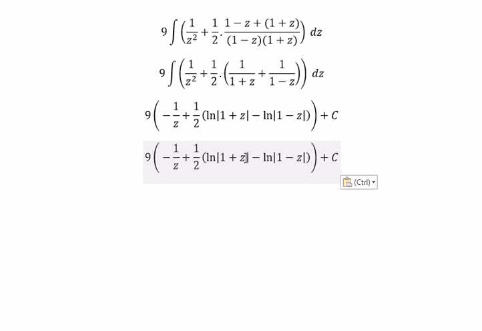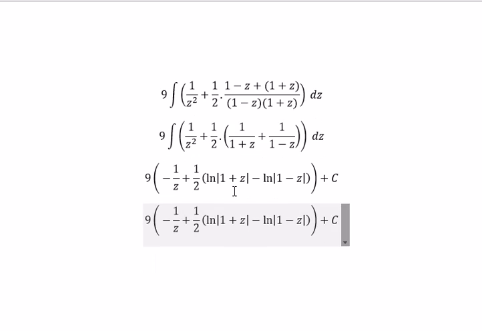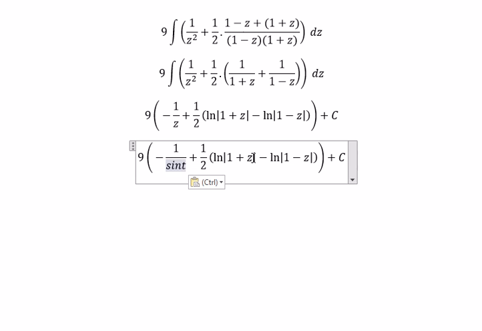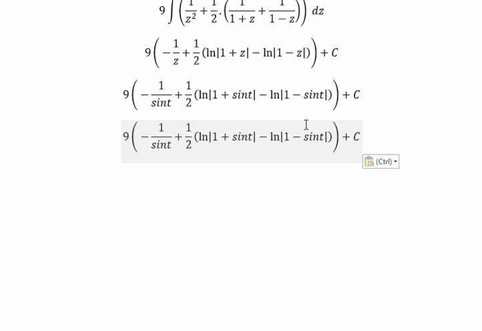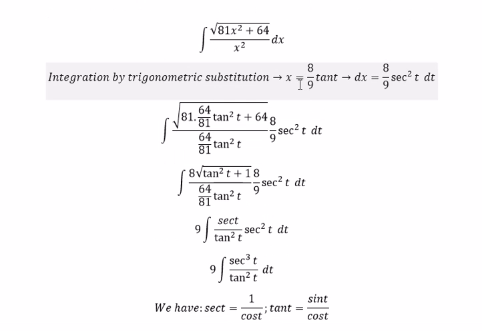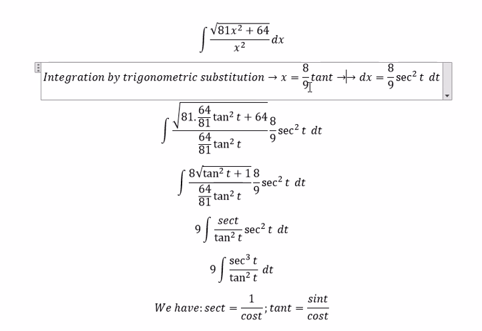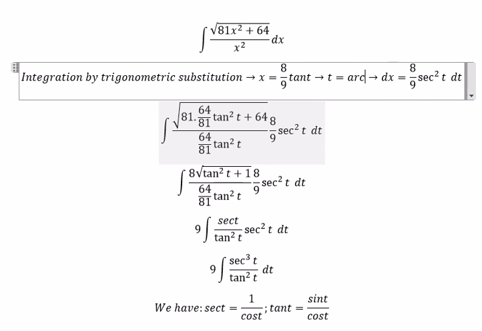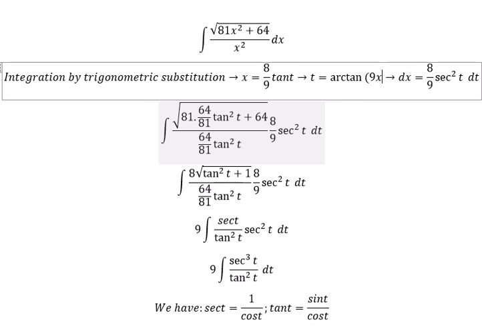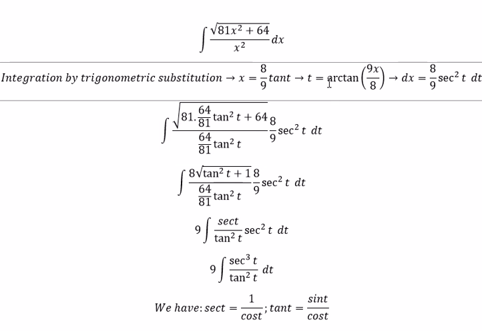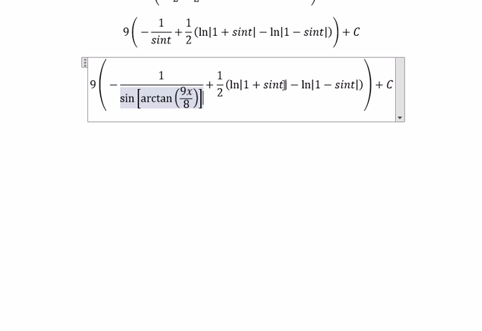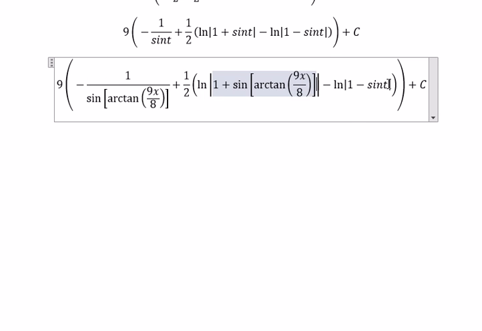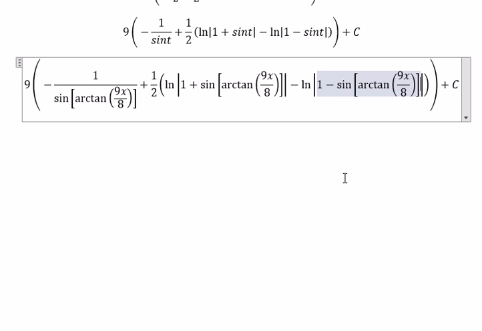Now we need to change z back to sin t. About t, we need to change back for this one. So we divide both sides with 8 over 9. So you got 9s over 8. And we got t equal to arctan of 9s over 8. So we put this one in here. And that's it, the final answer.